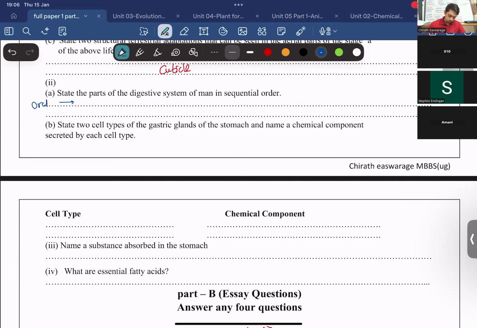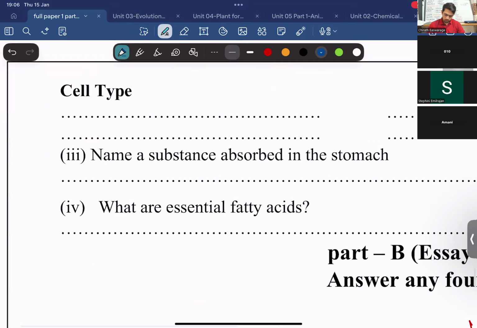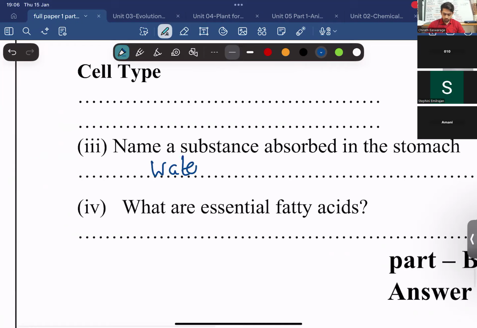Name a substance absorbed in the stomach. There's a list of substances absorbed in the stomach. Water is very important. Alcohol. When you drink, it is absorbed quickly in the stomach. Alcohol absorption is very fast. People say if in what condition? If you haven't had any food.